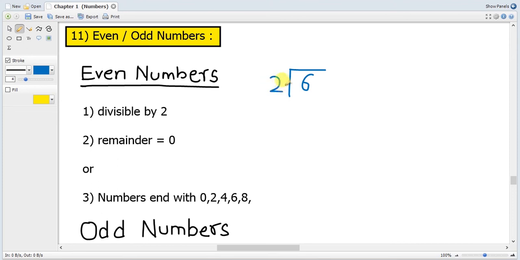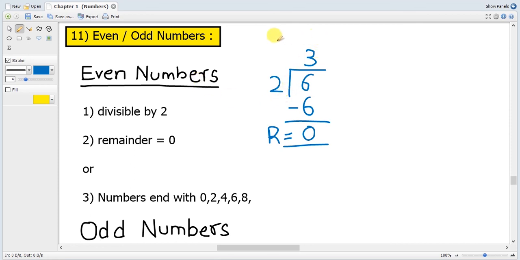Now start counting the times table of 2 up to 6 or less than 6. So 1 times 2 is 2, 2 times 2 is 4, and 3 times 2 is 6. So 3 times 2 will give you 6. Take away and you will get a remainder 0. The bottom value is always called your remainder, right? This is your R. So we are getting a remainder 0. From here we conclude that 6 is an even number, right?